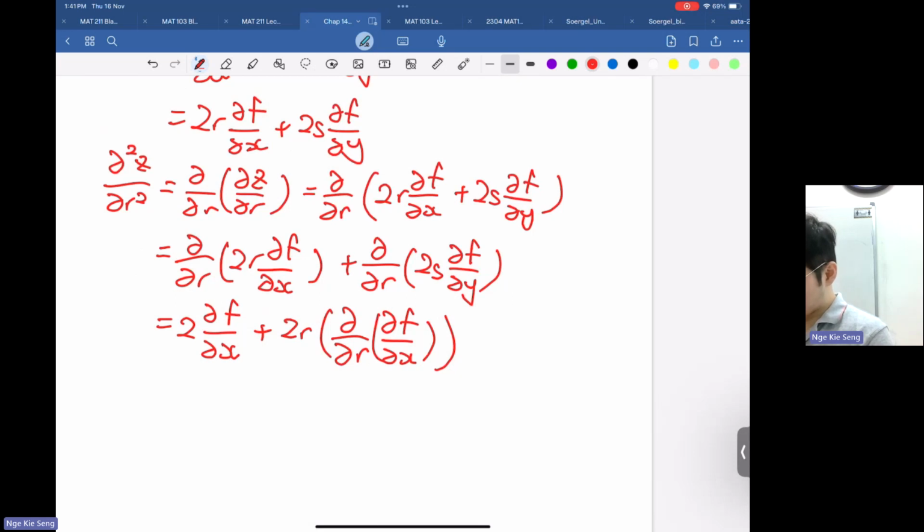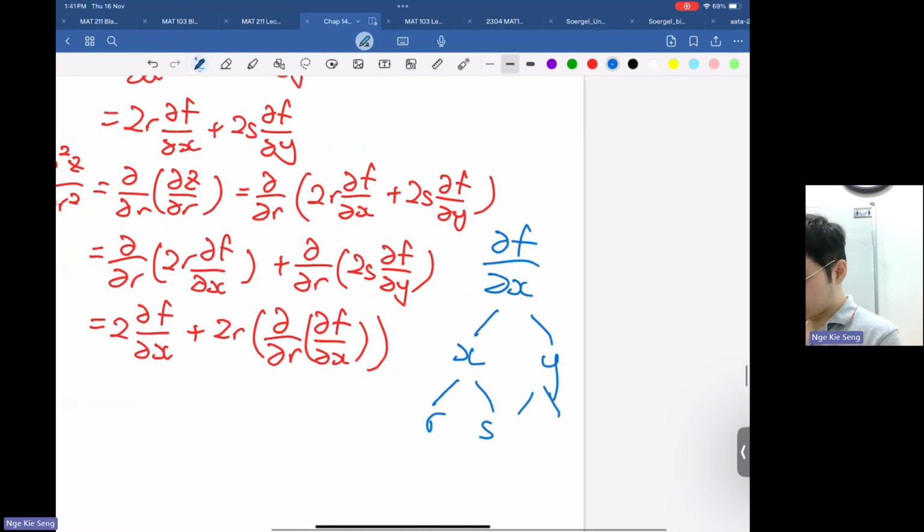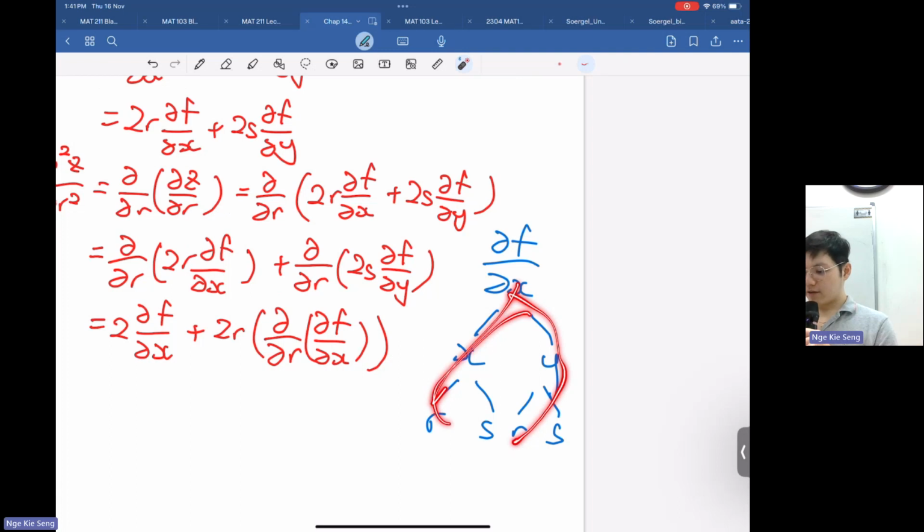So we have the function del f over del x, right? Let me use color to draw this tree. This function here is defined using x and y first, and then x and y are in terms of r and s. So you apply the same thing. You have two paths here.